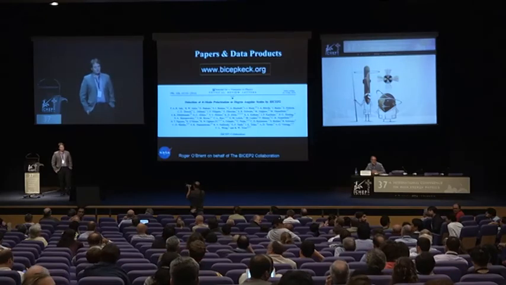So BICEP3, and I didn't have time to talk about this, is not yet deployed. But Keck Array has two cameras at 100 gigahertz. BICEP3 will have as many detectors as Keck Array, but all at 100 gigahertz. I guess the real question is, when do we have enough data from Keck to improve the constraints? And the answer is that we suspect we have enough now to begin improving it, and we're working on the analysis of that as we speak.